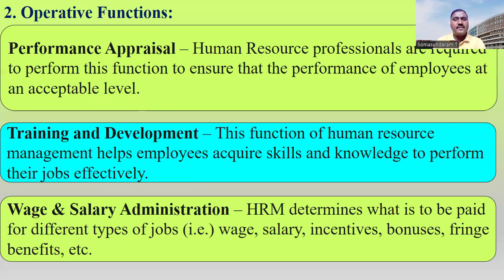The fourth one is, of course, once they have performed well, every year, once in 6 months or once in a year, companies can go for an appraisal system to recognize their work and their performance. That is also one kind of operative function.